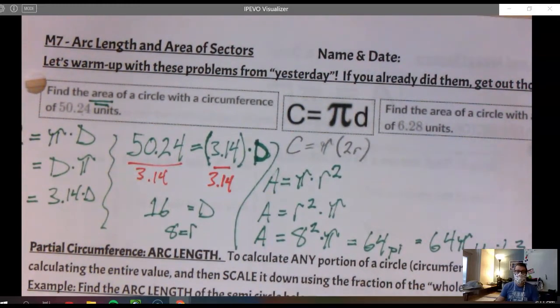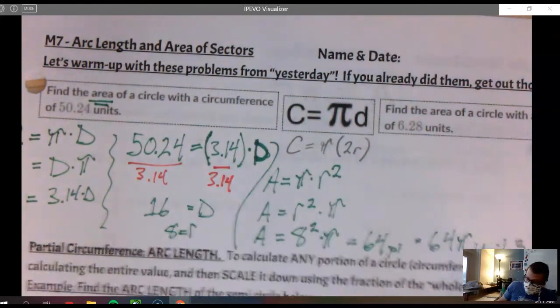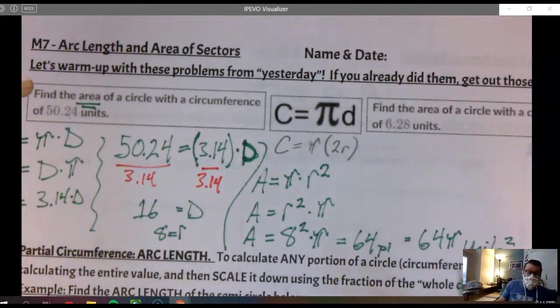Isis? Sorry, what was that? Or do we... This is the answer. So, we can do times 3.14, but we don't have to.